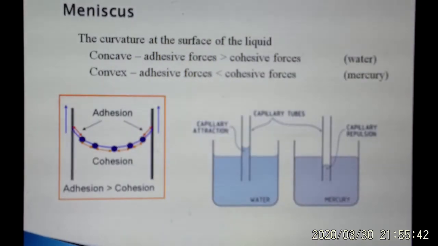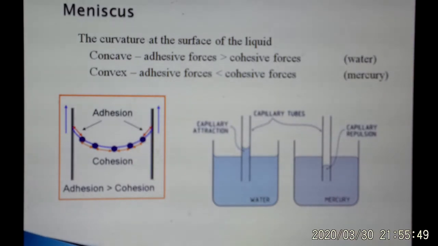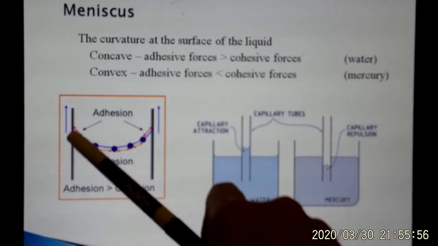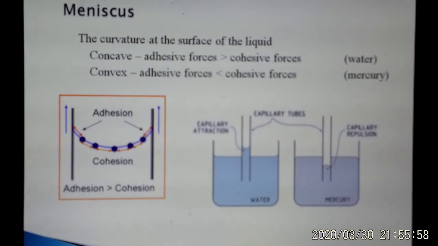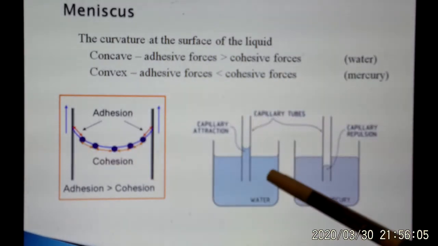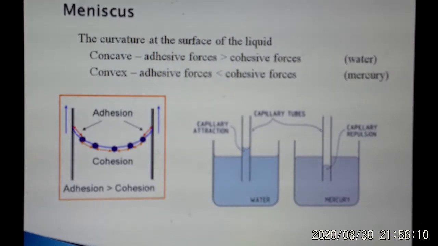So how can you tell? If you look at your meniscus and it's smiling, a happy one, your adhesive forces are greater than your cohesive forces, and you're trying to maximize how much surface you can rise up on. Like water, when we read it, we always read at the bottom of the meniscus, but it's a happy meniscus. So we know adhesive forces are greater than cohesive forces. It wants to maximize how much contact it has with the glass.